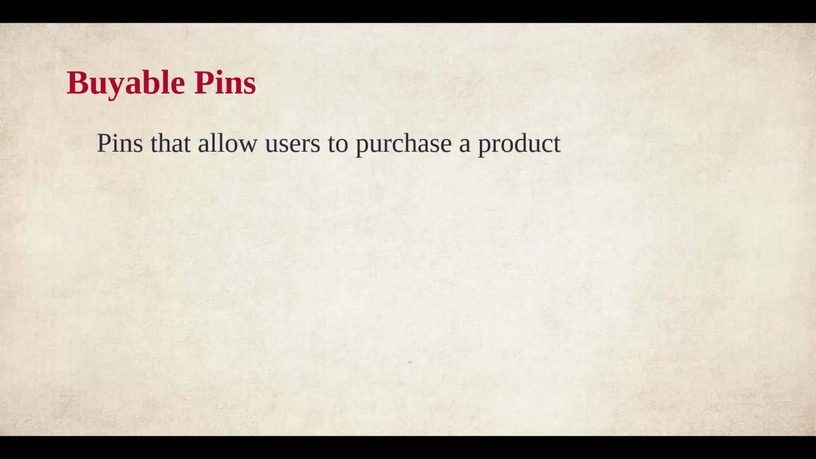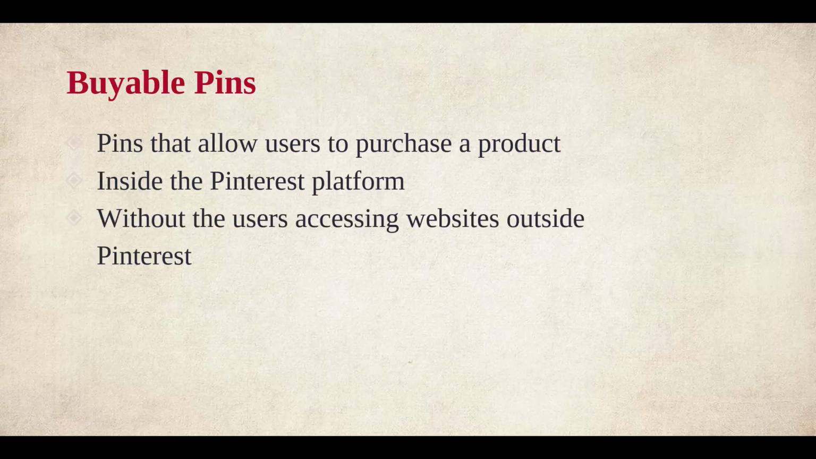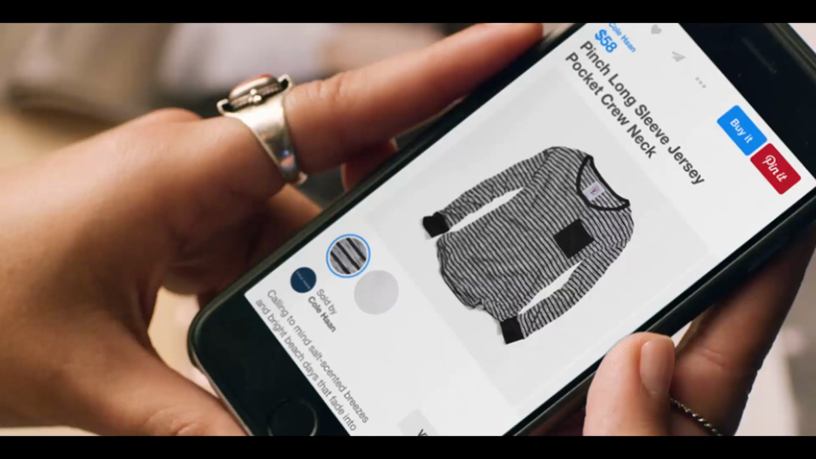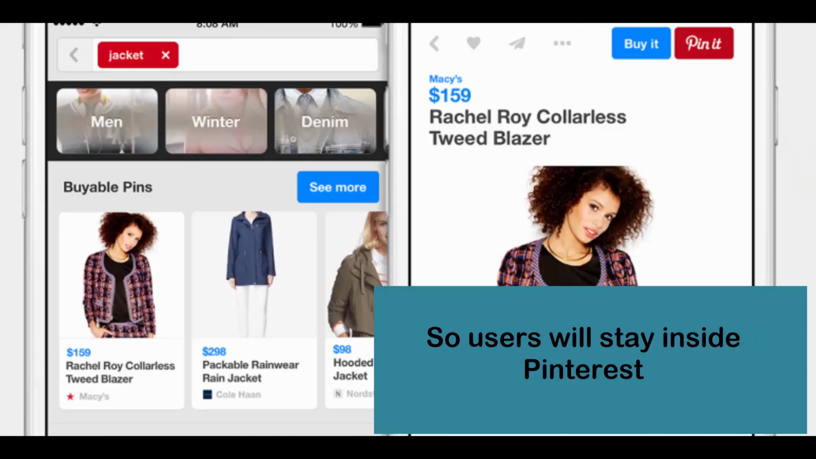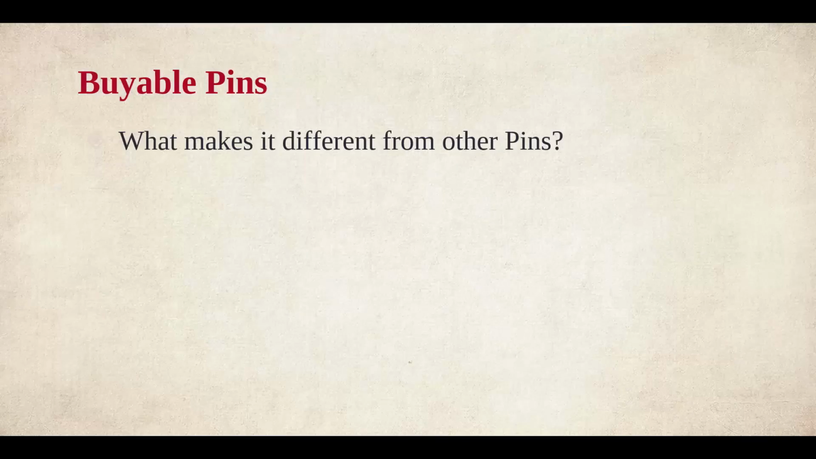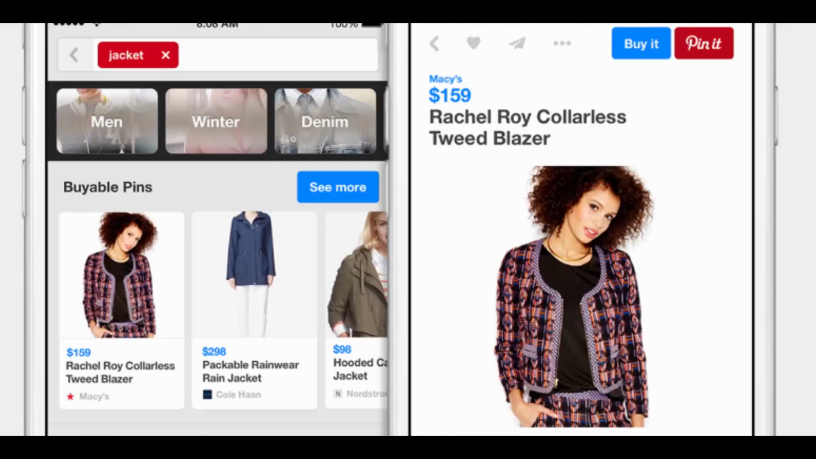Buyable pins are pins that allow users to purchase a product inside the Pinterest platform without the users being directed to an outside website. Pinterest does not want its users to wander off their platform, so they created these buyable pins to make the users stay within Pinterest even if they want to buy something from another website. What makes it different from other pins is that it does have the blue buy button just beside the red pin it button. This is how it looks like.